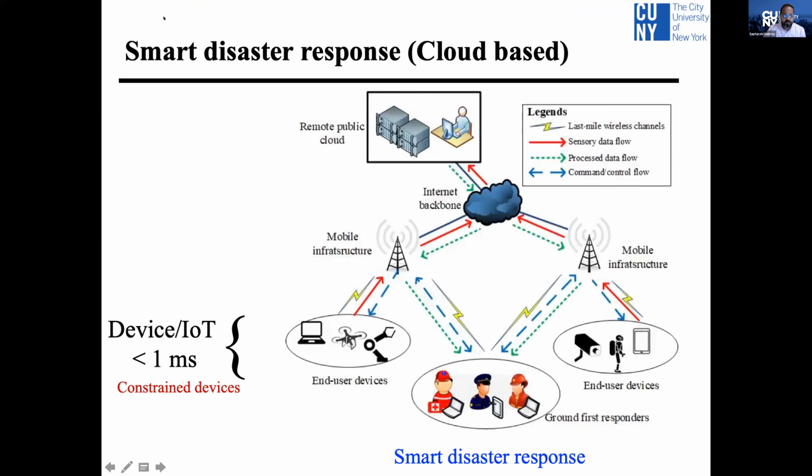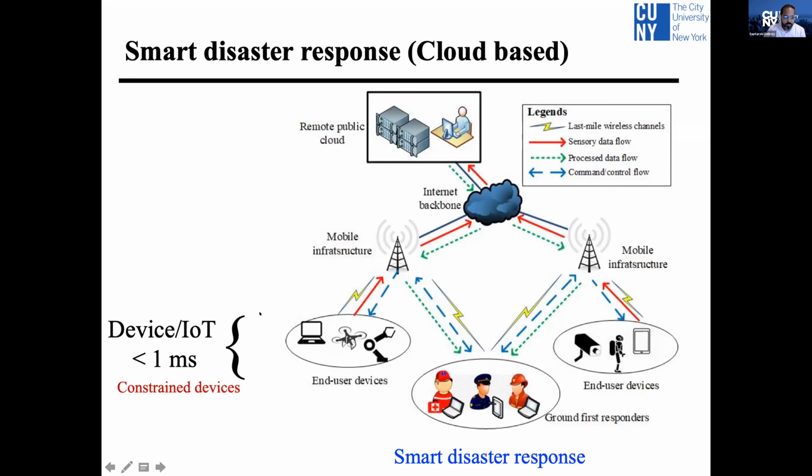Smart disaster response has mostly been cloud-based so far. This is a typical architecture of how a cloud-based smart disaster response would work, and this is something that FDNY is currently using, or some variation of this. You have the ground first responders and the end user devices, which connect to the mobile infrastructure, which then connects to the internet backbone and back to the cloud. It can be a public cloud or some private cloud that FDNY runs on their own. If you are planning to run some application at the device side, you're looking at an end-to-end delay of less than 1 millisecond, which is good, but the devices are constrained with power and computation, so it might not be the best option.